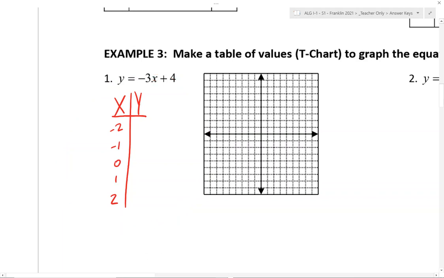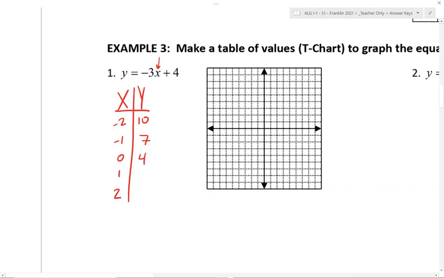So let's plug in -2. -2 times -3 is +6, plus 4 is 10. Putting in -1. Again, we're putting these numbers right here for x. -1 times -3 is +3, plus 4 is 7. 0 times -3 is 0, plus 4 is 4. 1 times -3 is -3, plus 4 is 1. And 2 times -3 is -6, plus 4 is -2.